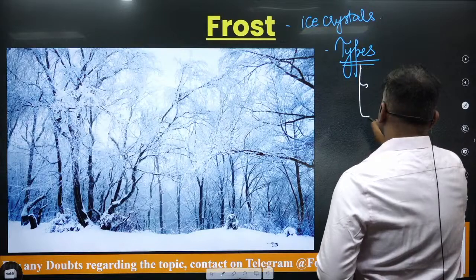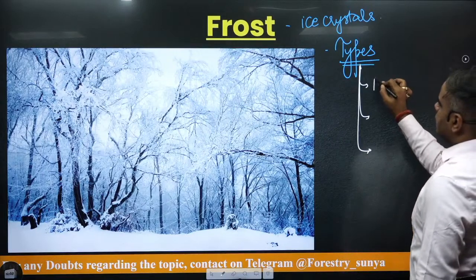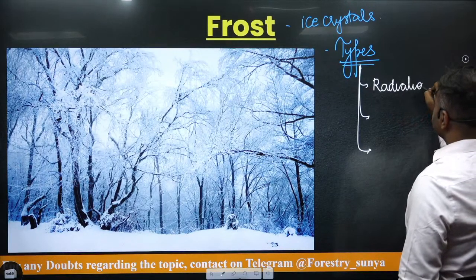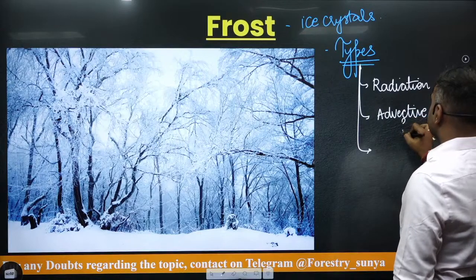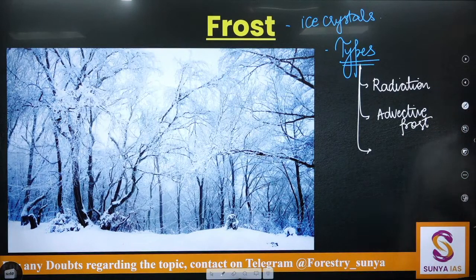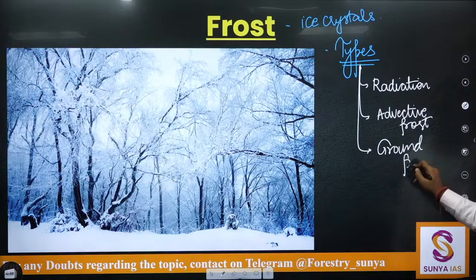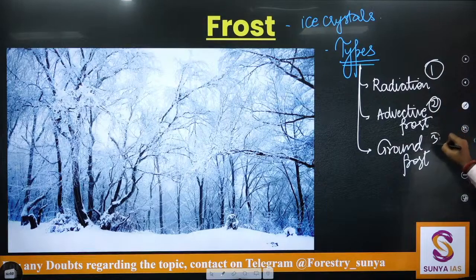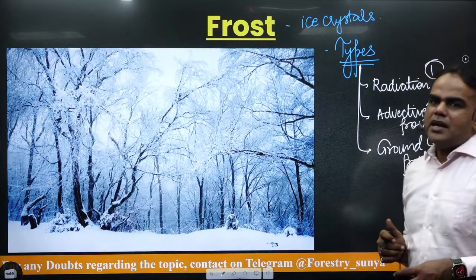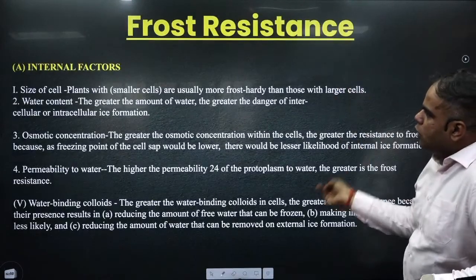Then we'll have a look at the types of frost here. The types can be: there is a radiation frost, there is an advective frost, and then we also have a ground frost. So you have three types of frost. Just one line each, and this is again a static part. So here we'll just know what is meant to be known, and then we'll go into the important factors.